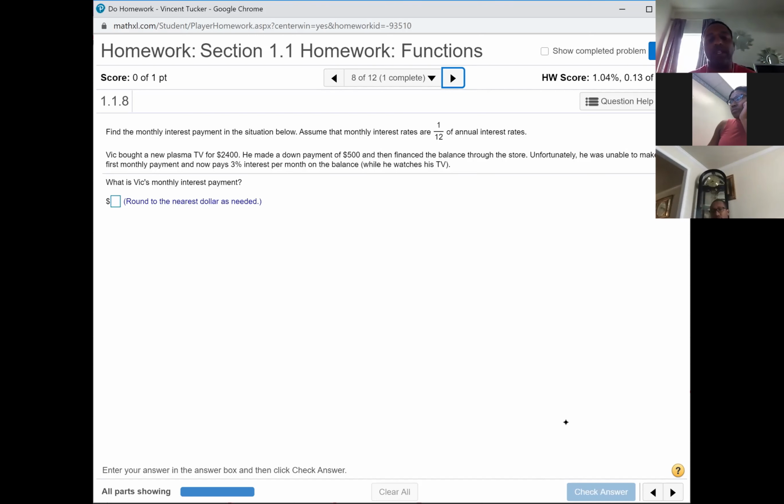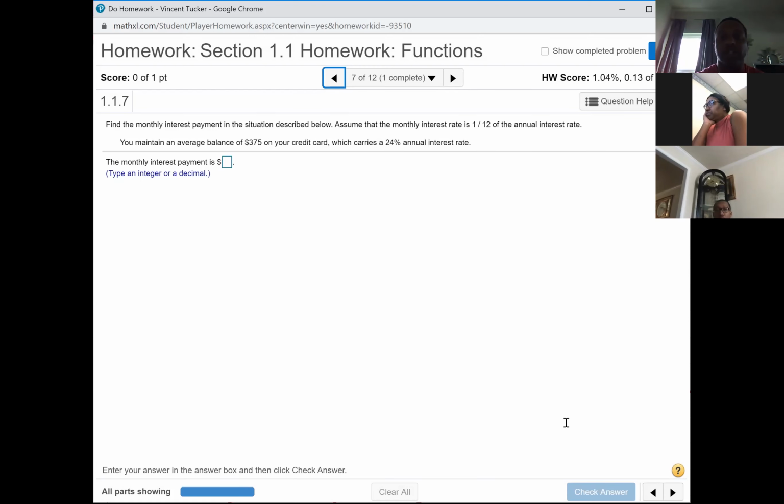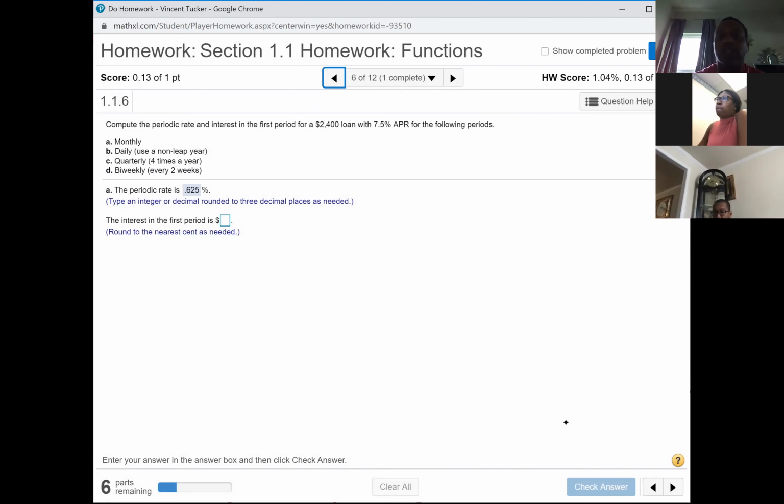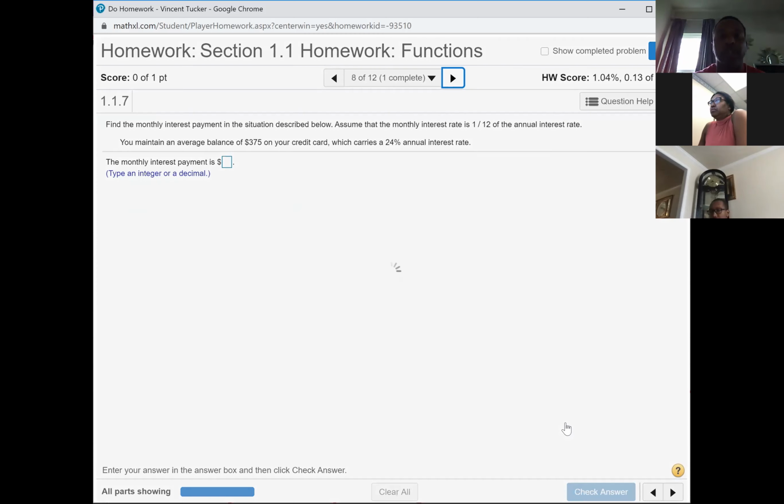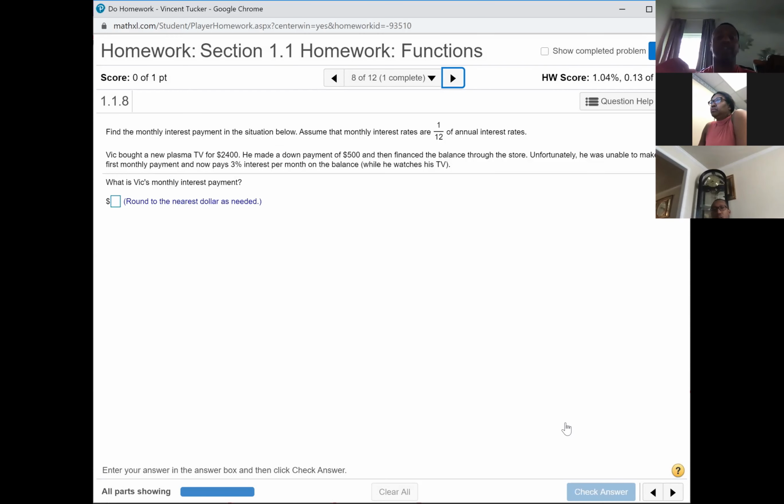So this is what I was saying, I want examples of you having to be careful with the terminology. Notice how this one starts off. It says find the monthly interest payment in the situation below. It starts off the same way as number 7. Sometimes when we see the same directions, we would think that we would do the problem the same way, but that's not the case. You have to pay attention to the terminology.